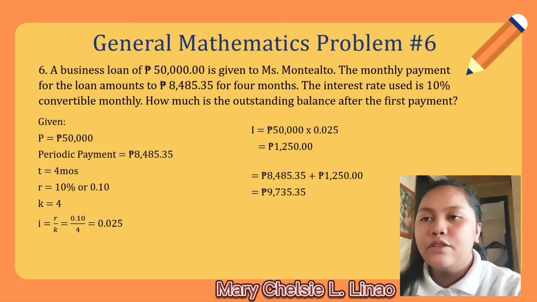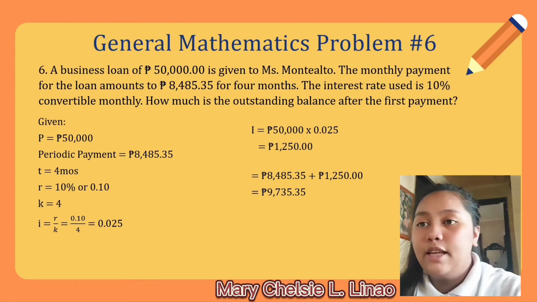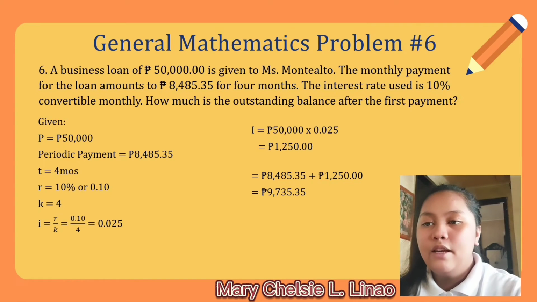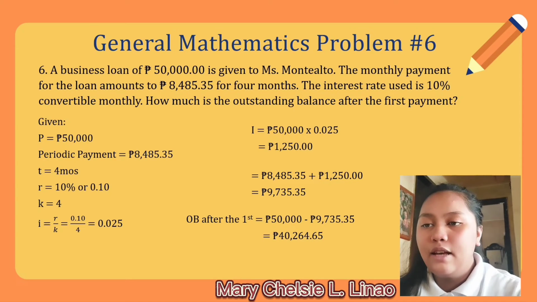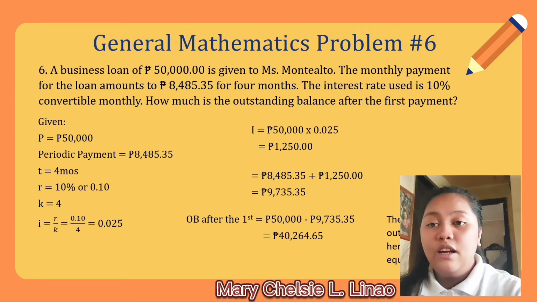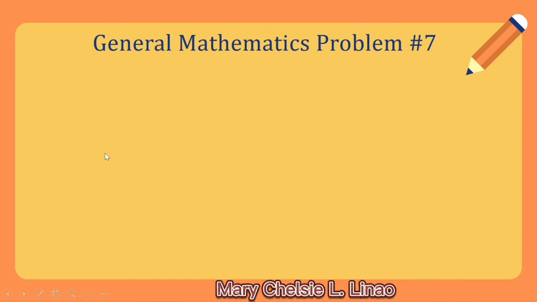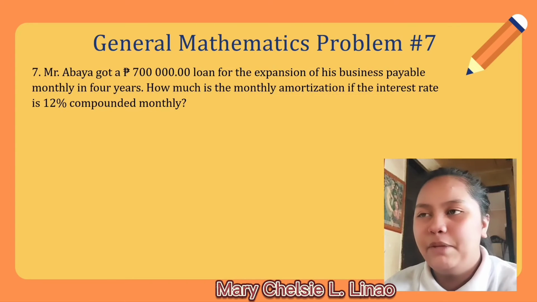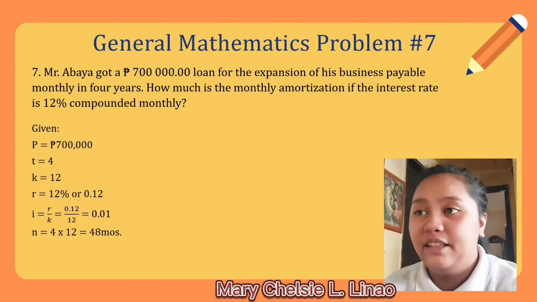9,735.35 pesos. So for this problem, we're gonna find the outstanding balance after the first payment. So simply, we need to subtract 9,735.35 pesos from 50,000 pesos, which is our loan. So the answer would be 48,264.65 pesos. Therefore, Ms. Monte Alto's outstanding balance after her first payment is equivalent to 40,264.65 pesos. So for problem number 7, same as problem number 6, first we need to identify the given.